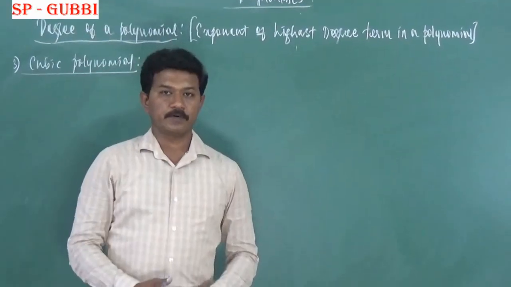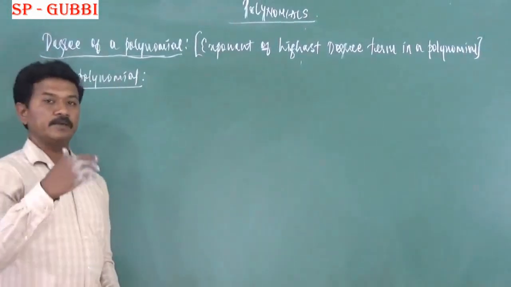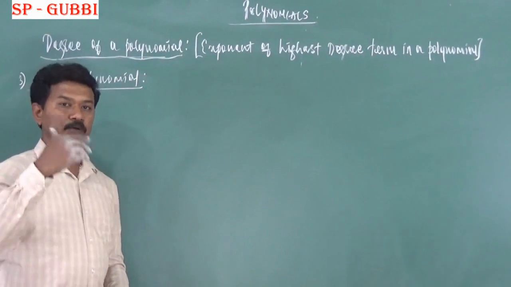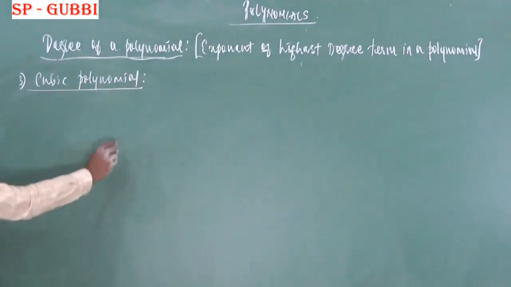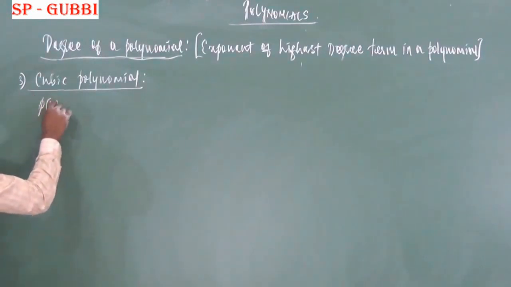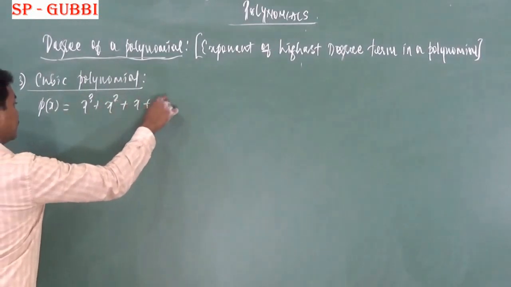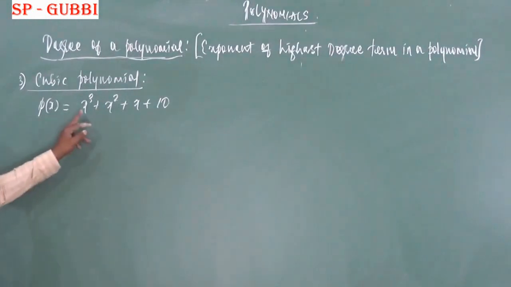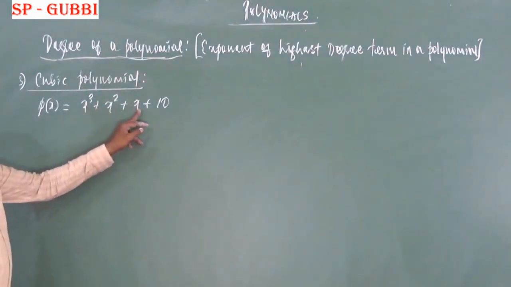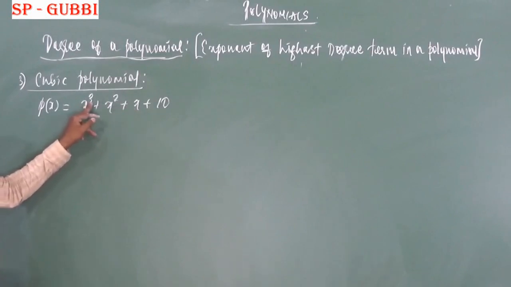Okay, we'll go with another type of polynomial, that is a cubic polynomial. If the highest degree of the variable involved in the polynomial is equal to 3, then it is called a cubic polynomial. So let us go with this. P of x is equal to x cube plus x square plus x plus 10. This is an example of a cubic polynomial because it is a polynomial in a single variable, and the highest degree of the variable involved is 3, therefore it is a cubic polynomial.